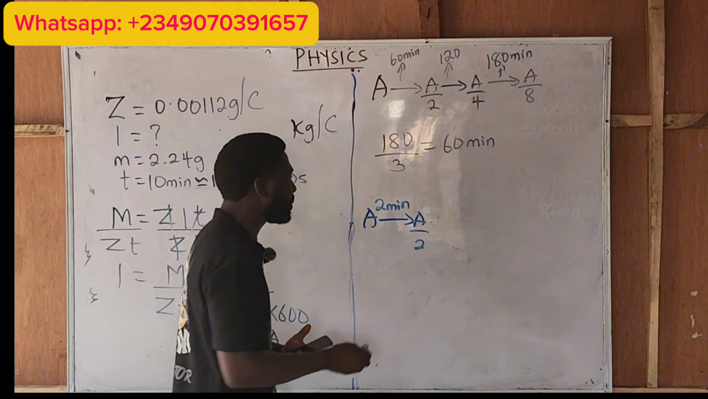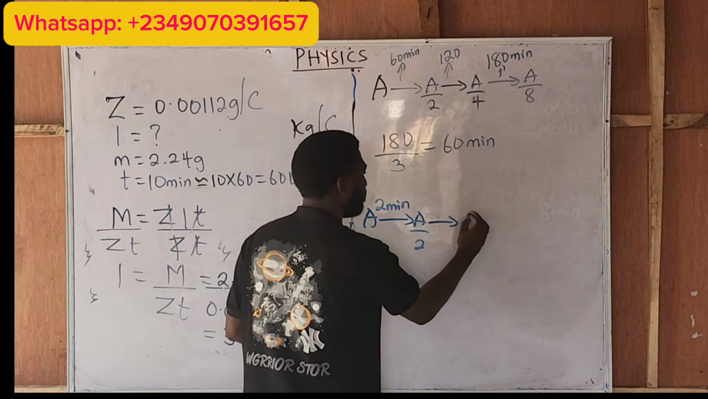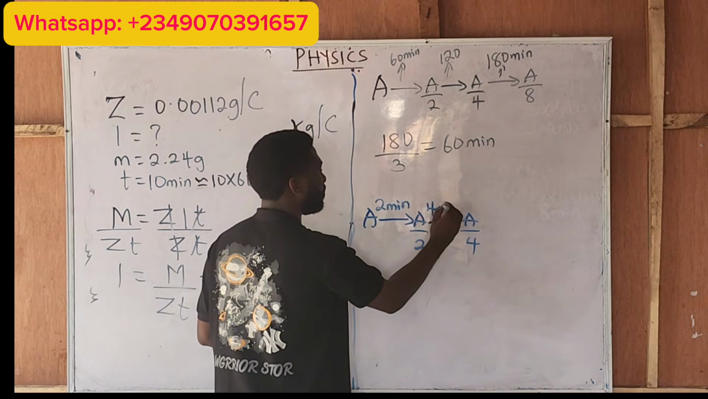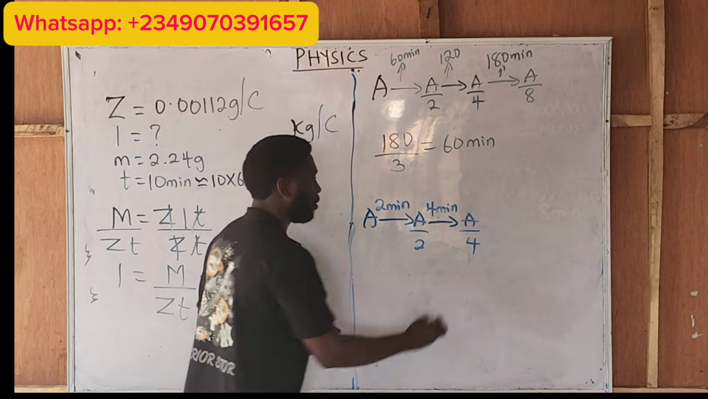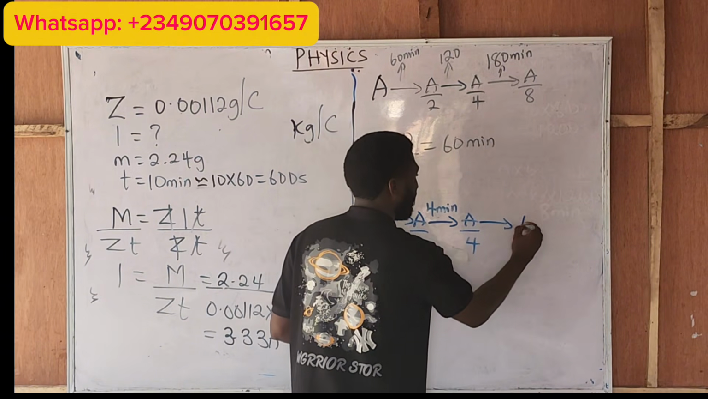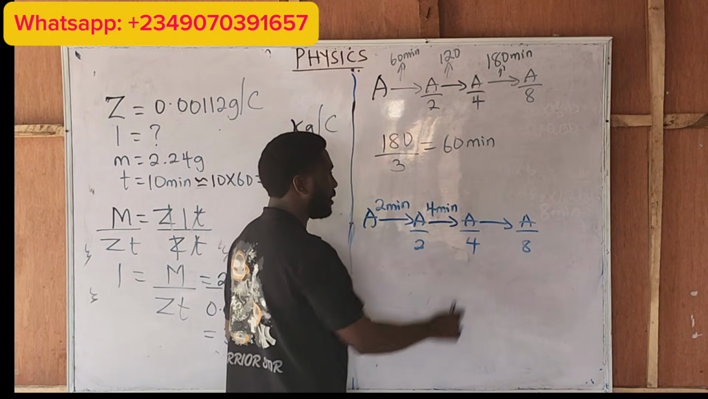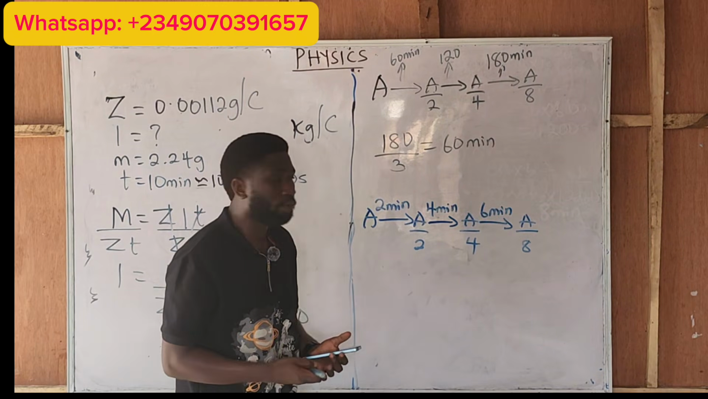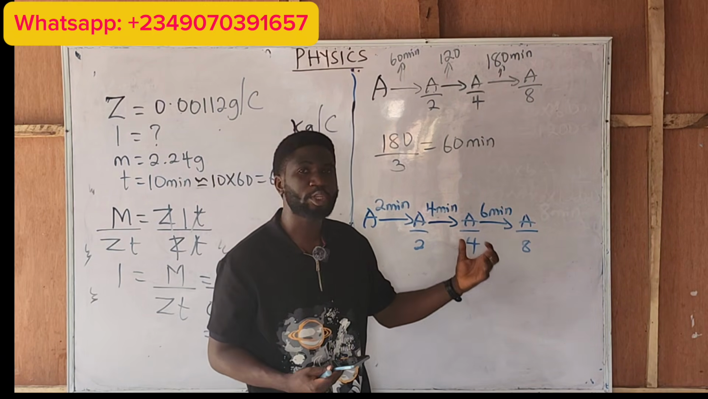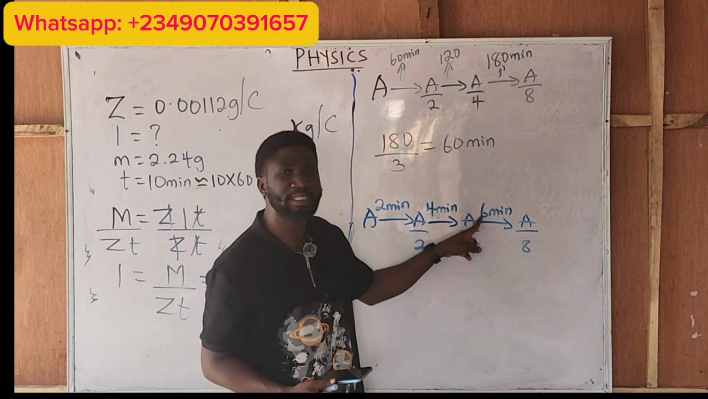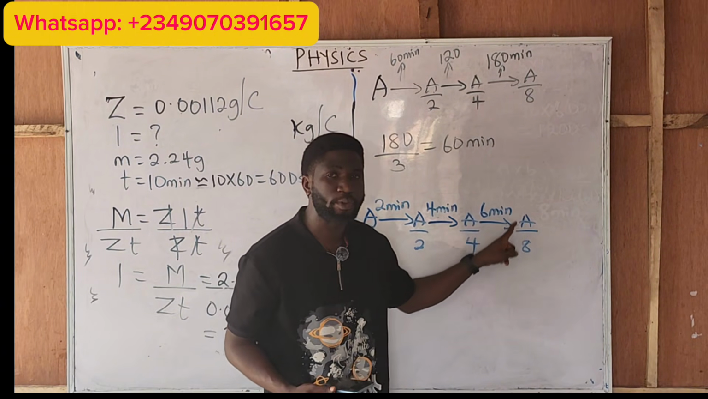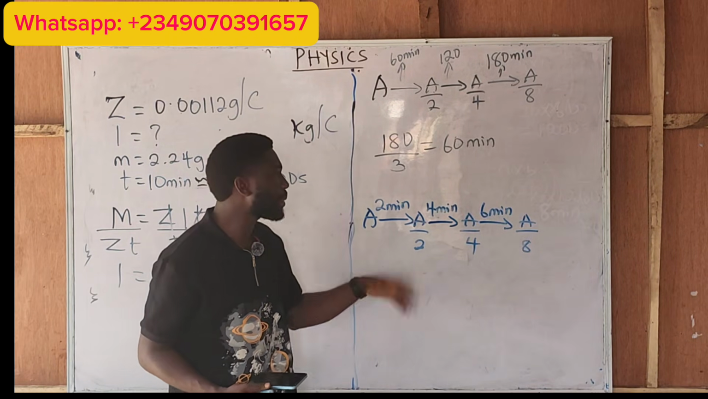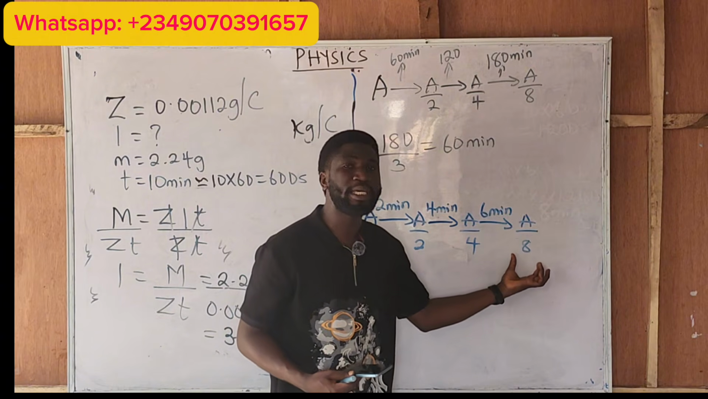How do we do that? If I get this halved, this will give us A/4. And if I add 2 to this, that will give us 4 minutes. So if this also gets halved, we are going to have A/8. And if I add 2 to this 4, that gives us 6 minutes. So now the value of the substance left after 6 minutes is 1/8 or A/8. Do you understand? The original value is A. After 6 minutes, we have A/8.